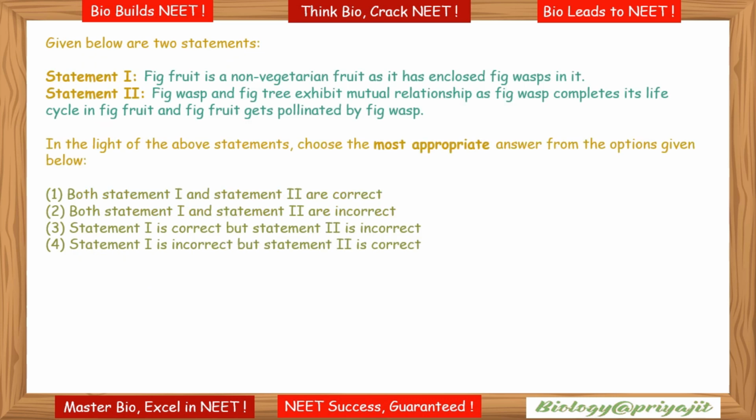Next, given below are two statements. Statement 1 indicates fig fruit is a non-vegetarian fruit as it encloses fig wasp in it. Statement 2, fig wasp and fig tree exhibit a mutual relationship as the fig wasp completes its life cycle in the fig fruit and the fig fruit gets pollinated by the fig wasp. In many species of fig trees there is a tight one-to-one relationship with the pollinator species of wasp.